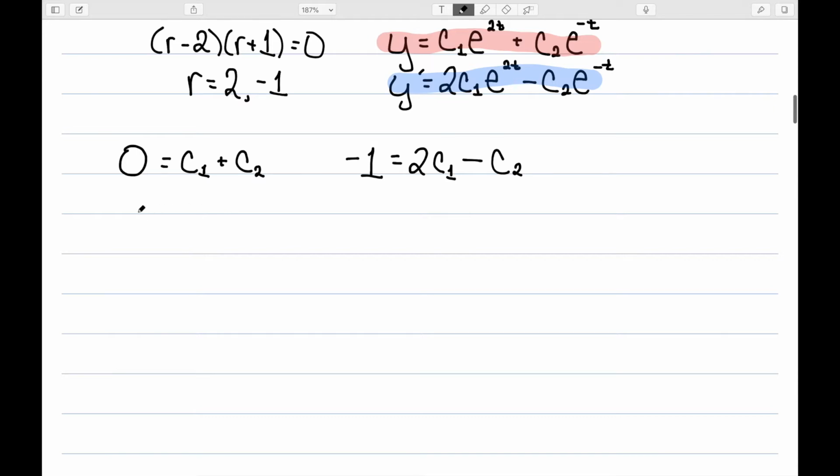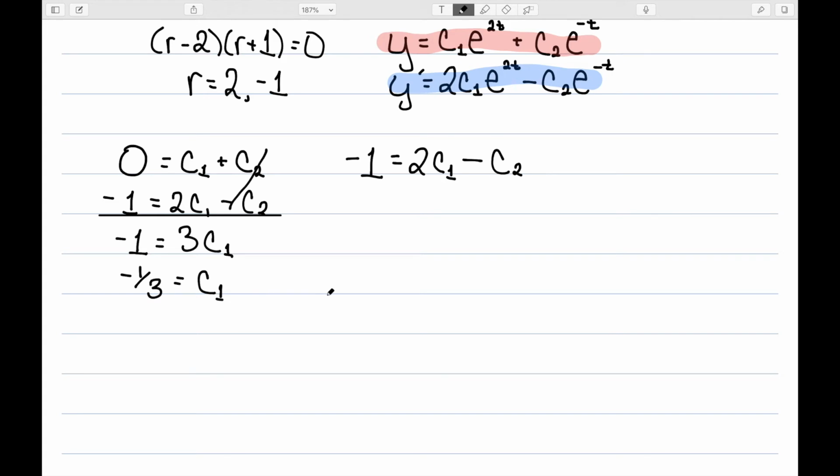And if we just add these equations together, so I'm going to write the second one underneath this first one, and add these two equations up, the c2's cancel. I get negative 1 equal to 3c1, which tells me that c1 is equal to 1/3. My first equation had told me that c1, which I now know, plus c2 is equal to 0, so that tells me that c2 is equal to 1/3.